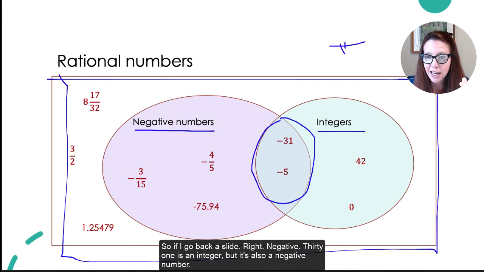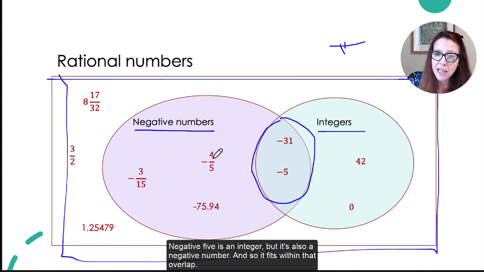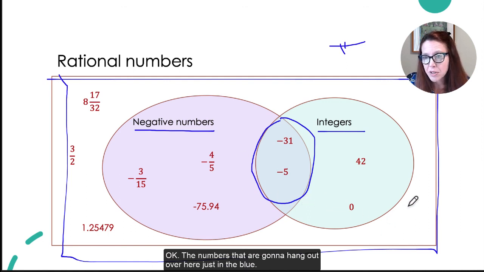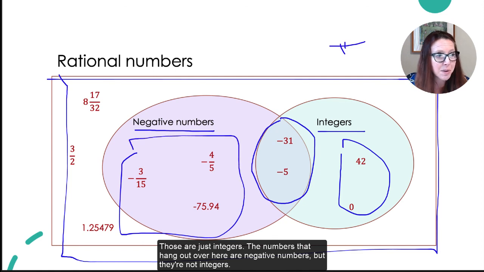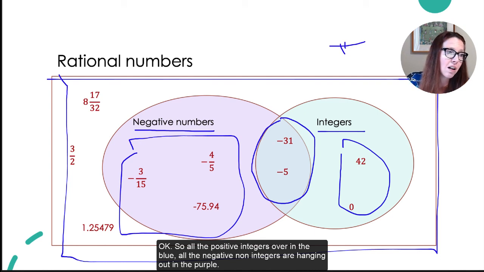So if I go back a slide, -31 is an integer, but it's also a negative number. -5 is an integer, but it's also a negative number. And so it fits within that overlap. The numbers that are going to hang out over here, just in the blue, those are just integers. The numbers that hang out over here are negative numbers, but they're not integers. So all the positive integers are over in the blue, and all the negative non-integers are hanging out in the purple.